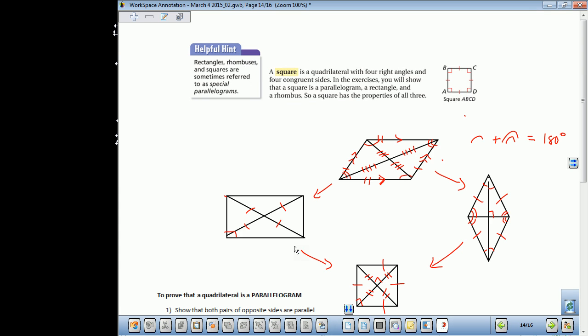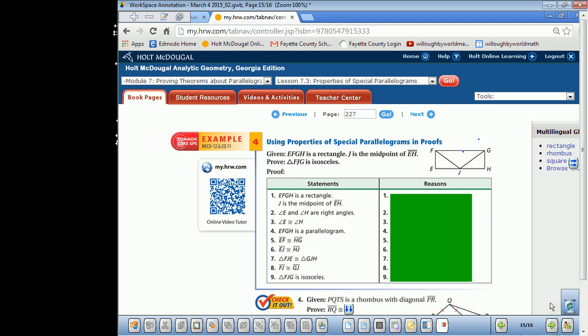Okay. A square. We talked about the square has all the qualities of the rectangle and the rhombus, and both of these contain everything from the parallelogram. So all that is true about the square. So the square has properties of all 3 other special quadrilaterals.